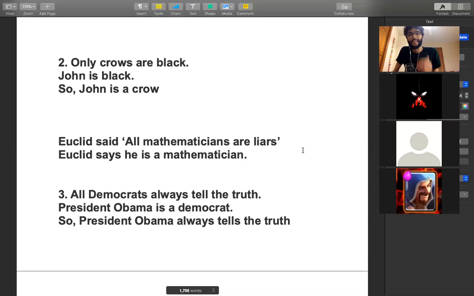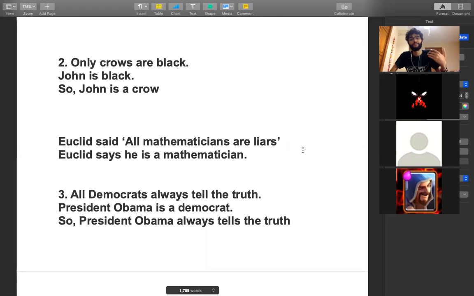So now Euclid said that all mathematicians are liars, but Euclid says that he's a mathematician. Now we don't know whether he's actually telling the truth or not. Let's try to investigate. The first scenario is that Euclid is a truth teller. If Euclid is a truth teller, then the fact that he is saying that he's a mathematician will be true. And also the statement that all mathematicians are liars will also be true, which means then he has to be a liar. So then it breaks the argument completely.